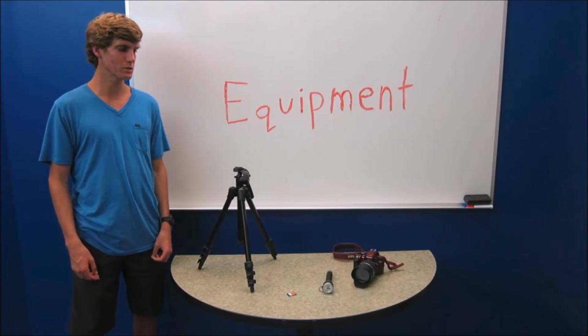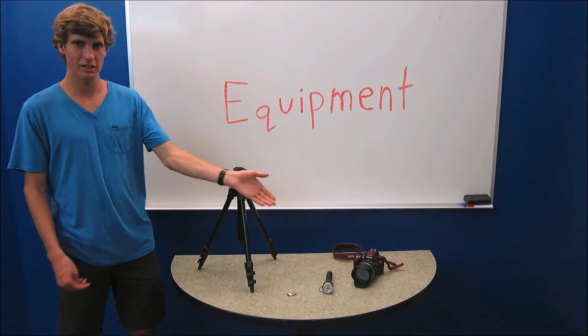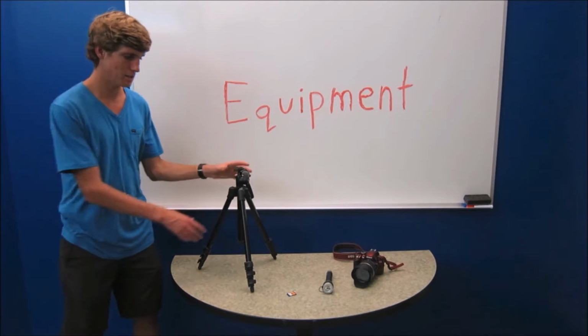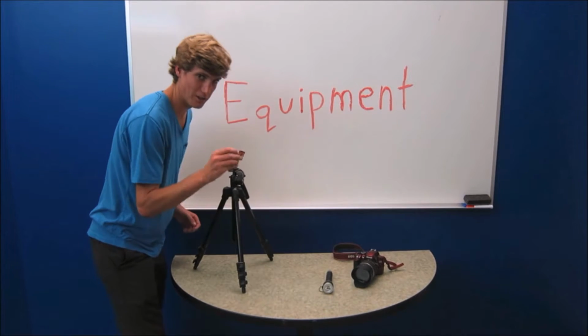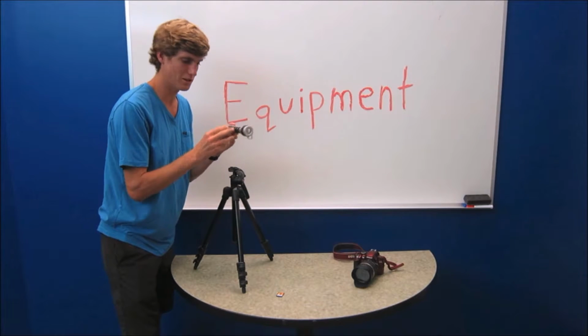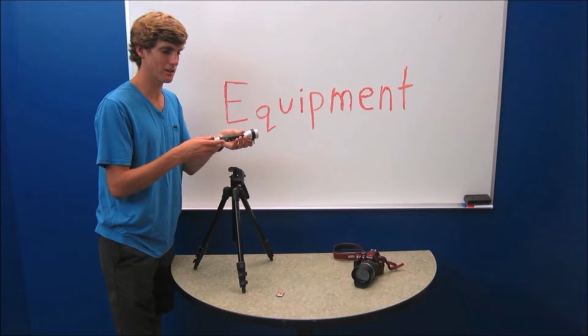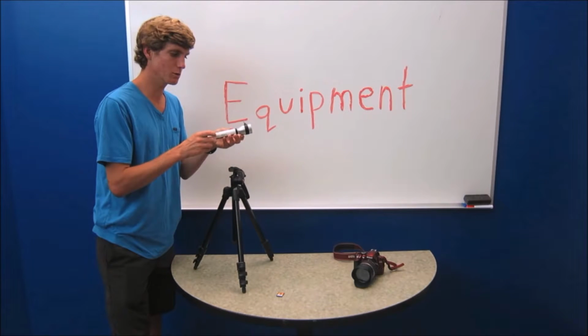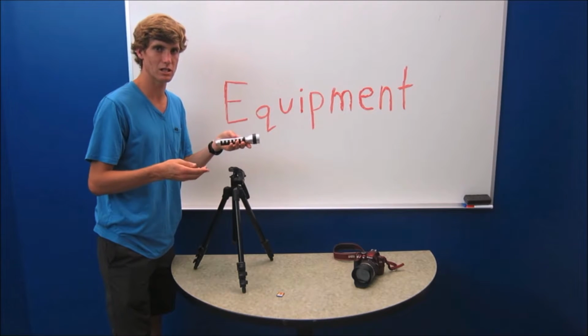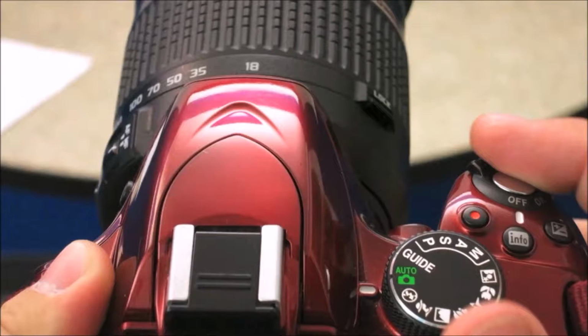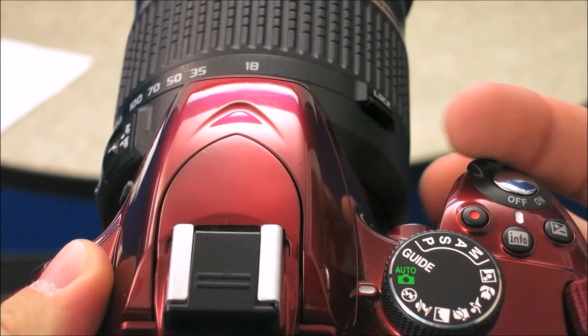The equipment we'll be using is a Nikon D3200 camera, a stable tripod, a memory card for your camera, and a light source. It can be a flashlight, a glow stick, anything that will give off light. Whatever color you use for this light source is going to be the color your name will show up.